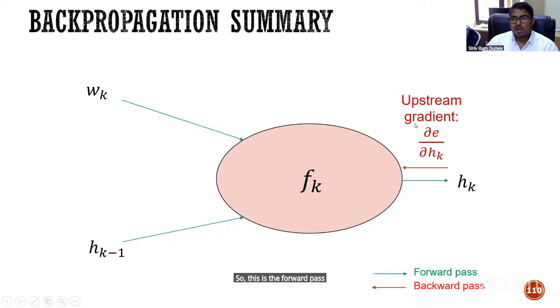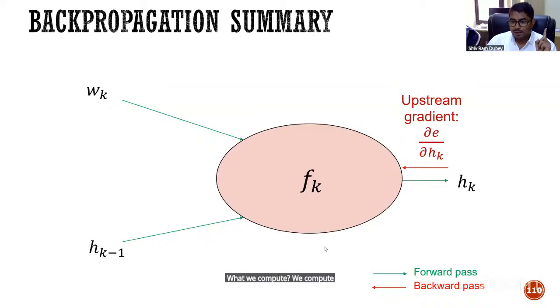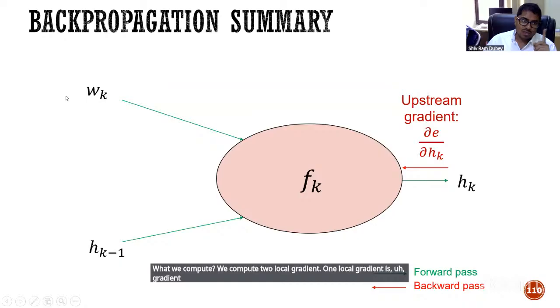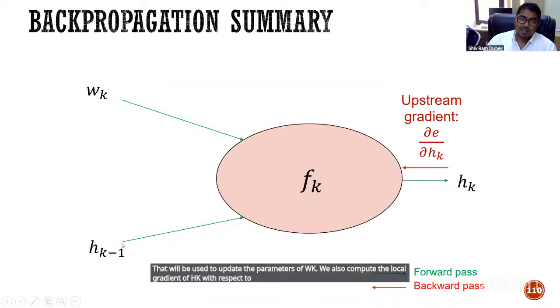During the backward pass, what happens? We receive the upstream gradient, which is del E divided by del Hk, as the input during backpropagation. What do we compute? We compute two local gradients. One local gradient is the gradient of Hk with respect to Wk. That will be used to update the parameters Wk. We also compute the local gradient of Hk with respect to Hk minus 1. That will be used to compute the downstream gradient to be passed to the previous layer.